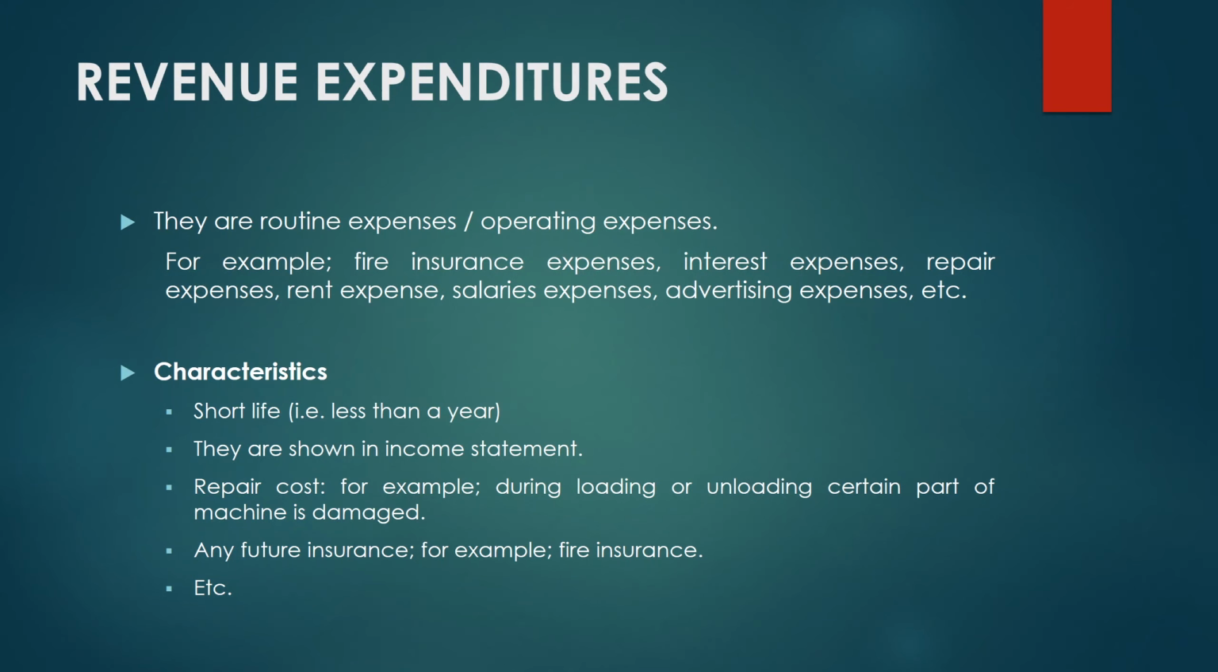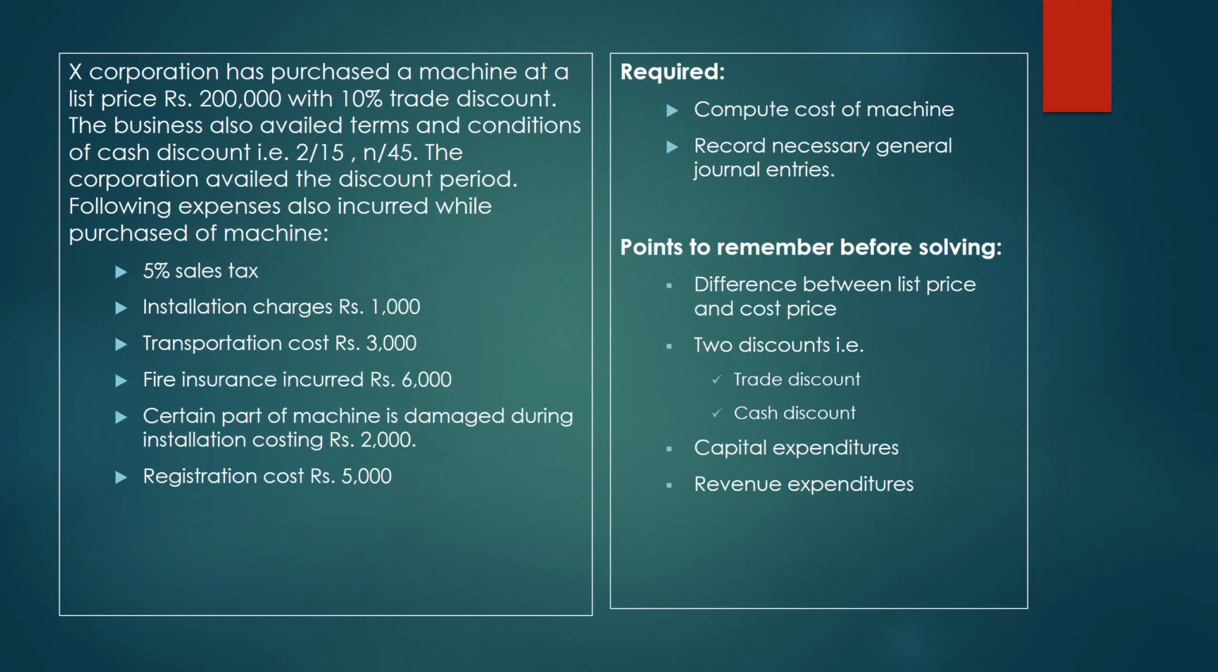Now, how to calculate the cost of any tangible fixed asset? Here in this example you can see the X corporation is the name of corporation acquiring a machine at a list price of 200,000. The supplier is offering 10% trade discount. अगर हम मशीन 2 लाख की खरीदते हैं तो हमें 10% का ट्रेड डिस्काउंट भी मिल रहा है। The business also avail terms and conditions of cash discount, that is 2/15 and n/45.